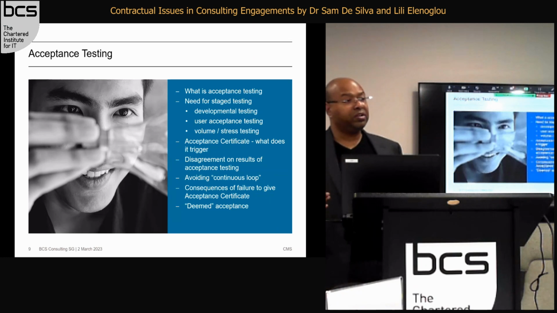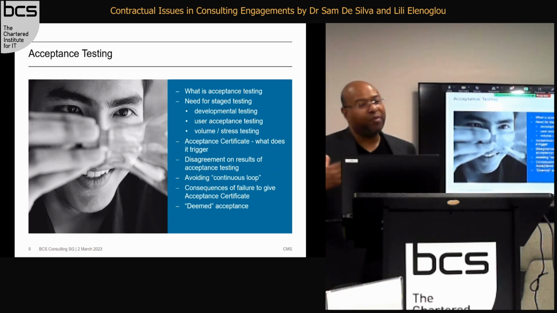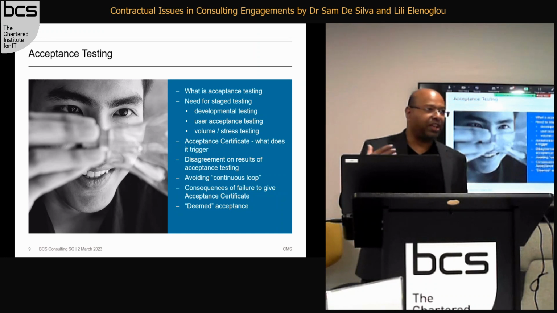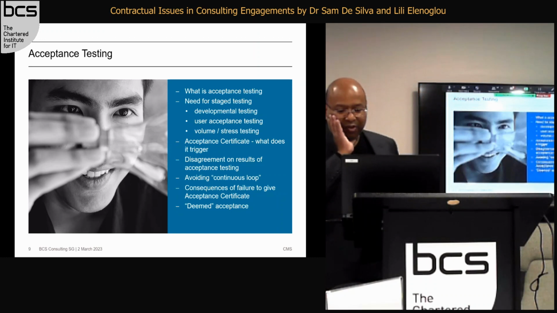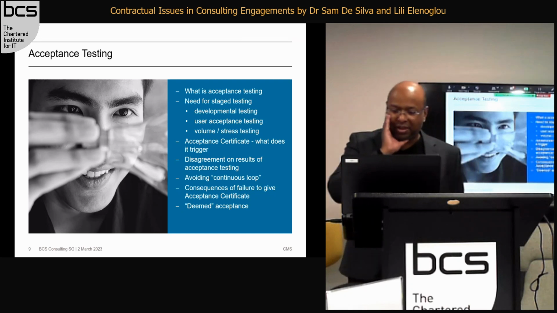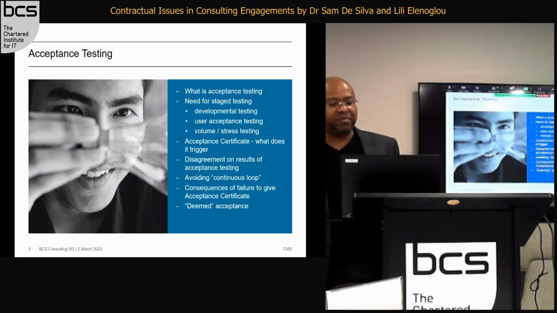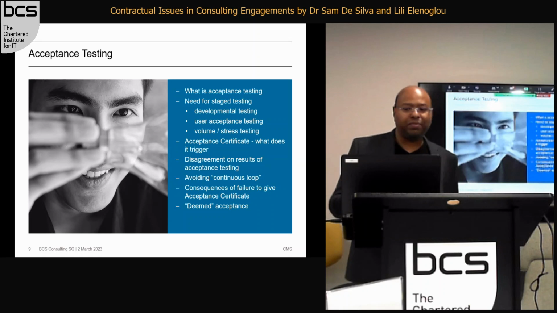From a consultant perspective, you want to try to avoid acceptance testing. That would be the ideal position, but most astute customers will want some form of acceptance testing. You've got the concept of an acceptance certificate, and why that's important is it often triggers a payment obligation. So you want to make sure that, if it does, you know what you need to do in order to issue that acceptance certificate. Otherwise, you won't get paid.